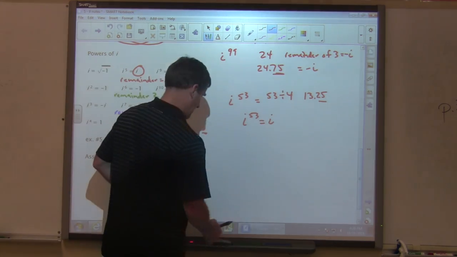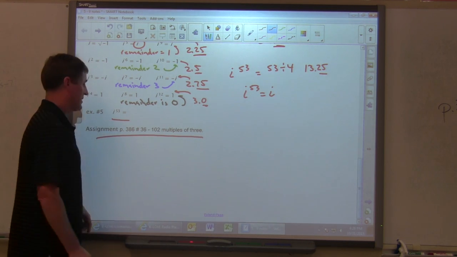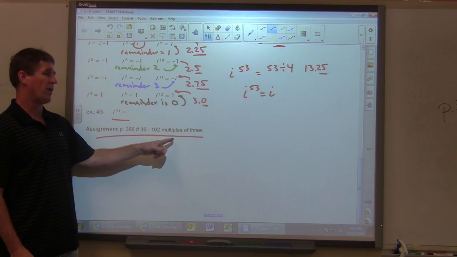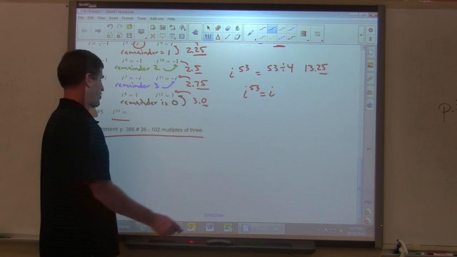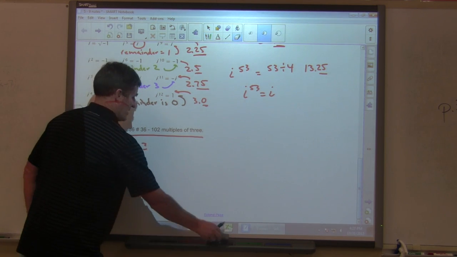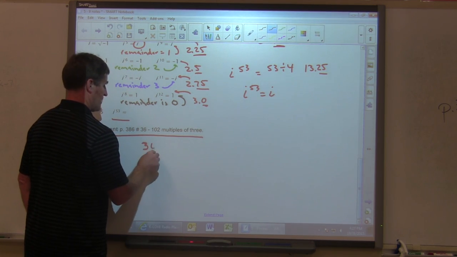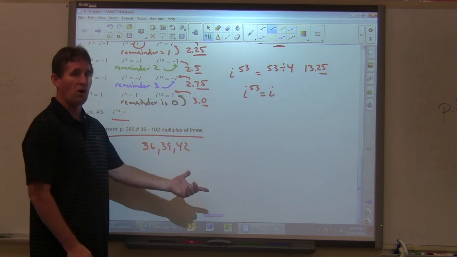So our assignment for this section is page 386, numbers 36 to 102, the multiples of 3. So make sure you start at 36 and then do 39 and then 42 and so on.